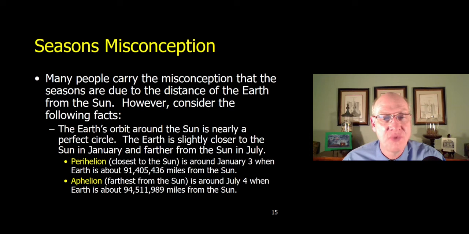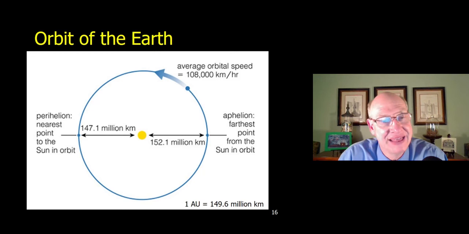So we are farthest from the sun in July when it is hottest, and we are closest to the sun in January when it's coldest here in the northern hemisphere. So, like I said, the Earth's orbit is so close to a perfect circle that the distance to the sun makes no difference in our seasons at all.